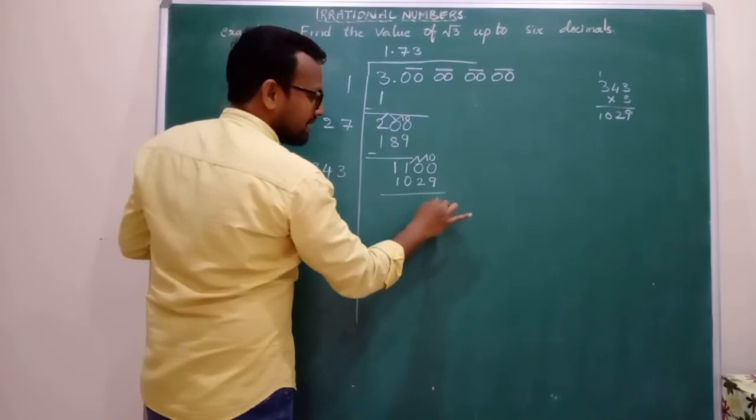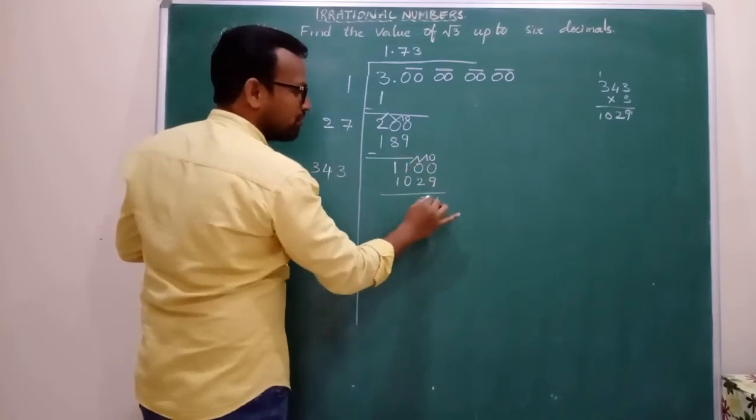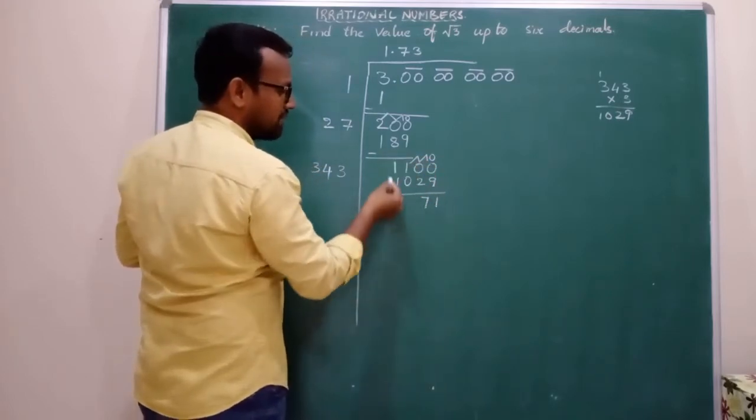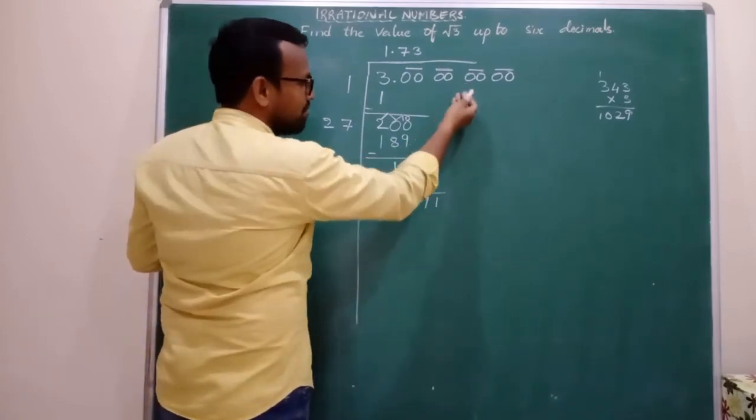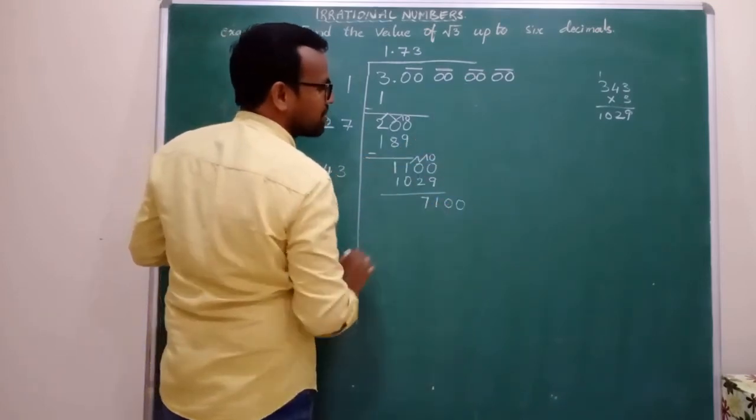10 minus 9 is 1. 9 minus 2, 7. 1 minus 1 is 0, right? 1 minus 1, 0, 71. Now you can take 2 more zeros.